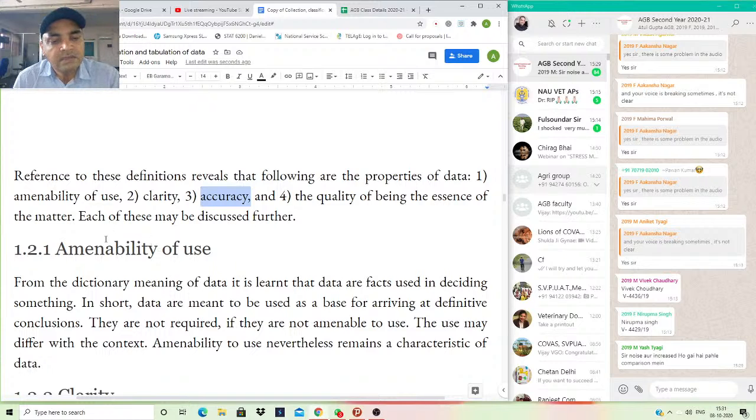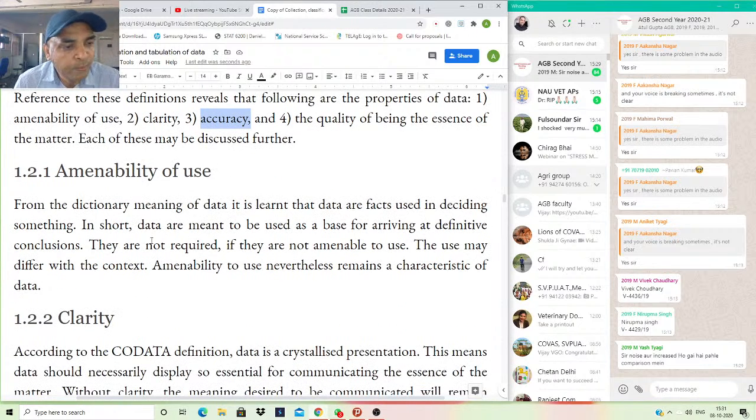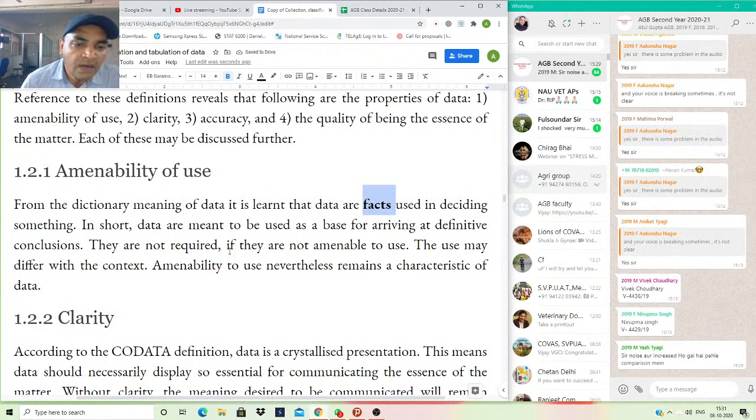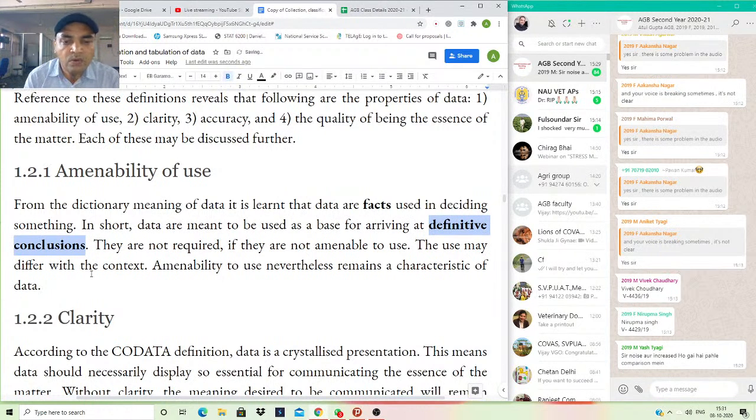We will be discussing these properties of data one by one. The first one is the amenability of use. From the dictionary meaning of data, we learn that data are facts, and these facts are used in deciding something. In short, data are meant to be used as a base for arriving at a definitive conclusion. So they are not required if they are not amenable to use.